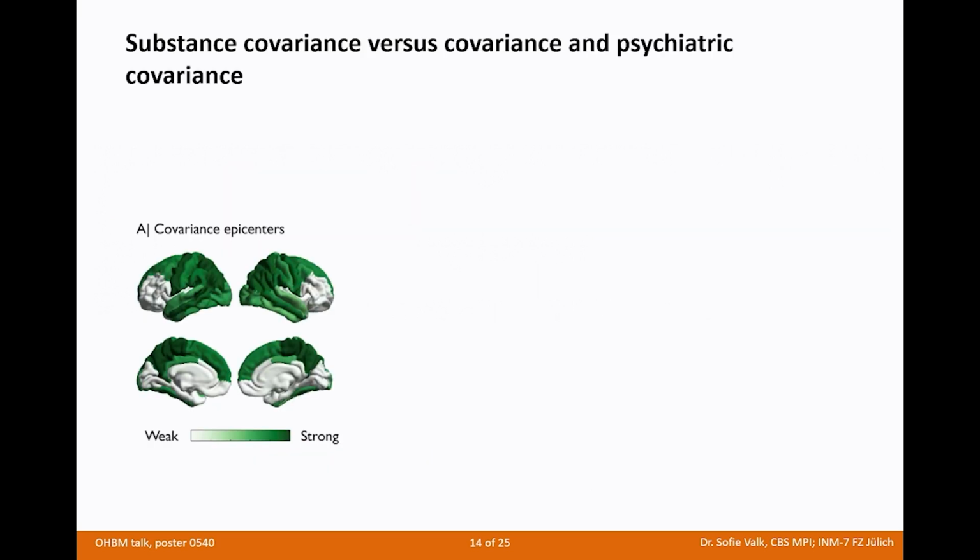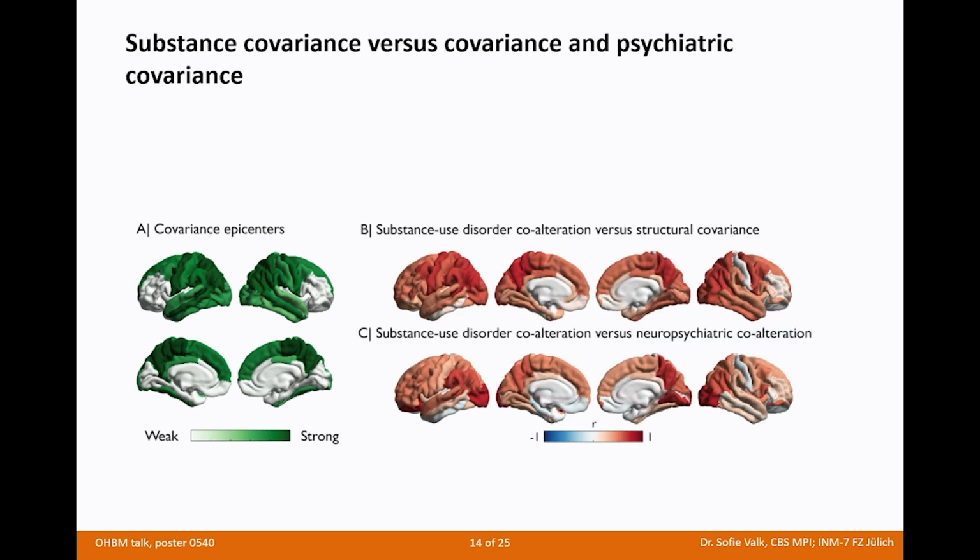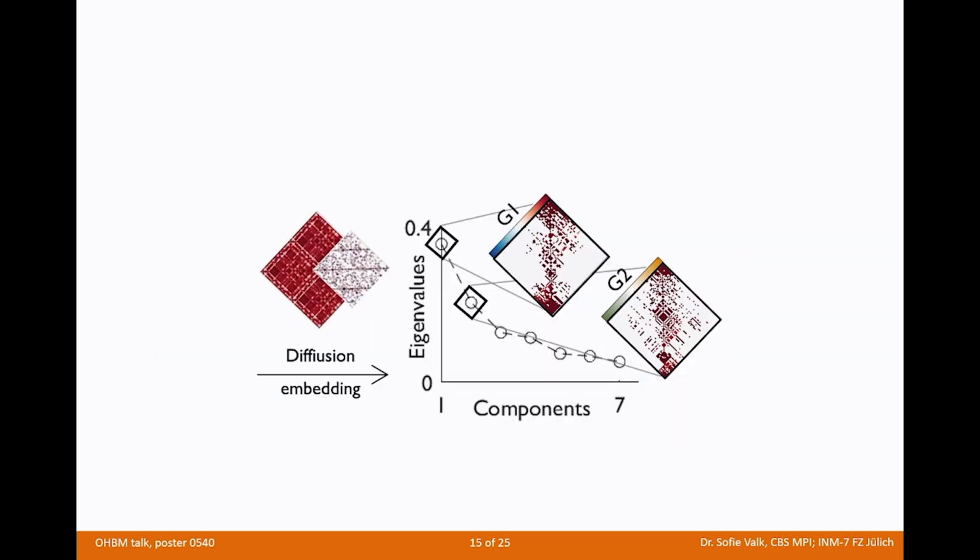Second, if you then look at covariance, what is interesting is that if you compare substance use conditions' co-alterations with normative covariance, you see that overall there is a high similarity, with the exception of more dorsolateral, but also medial orbitofrontal areas. And indeed, comparing this again to substance use co-alteration and neuropsychiatric conditions, you see that there is again this decoupling, so the rules don't apply to these medial orbitofrontal and dorsolateral areas.